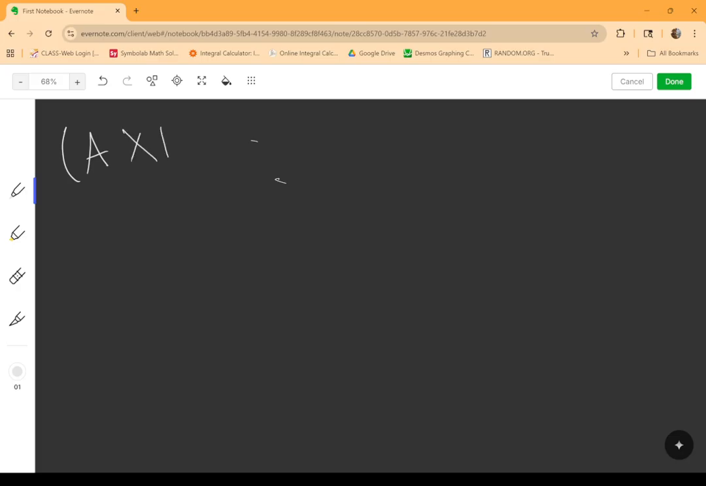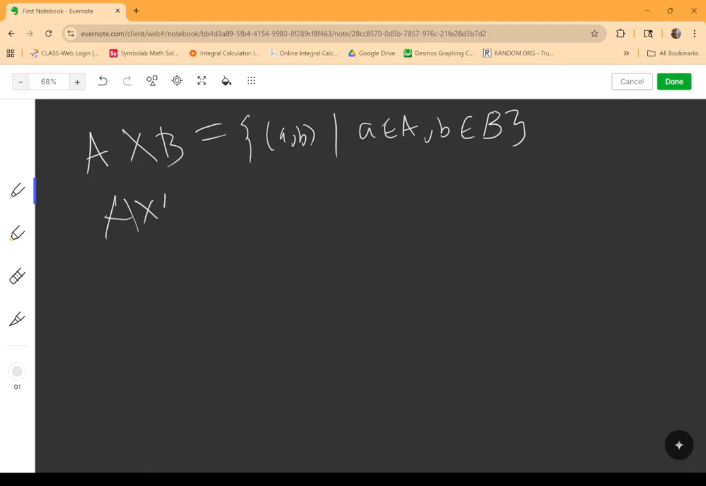So this is what's known as a Cartesian product. A cross B, where we have an ordered pair (a, b), such that a is an element of A and b is an element of B. And sometimes we'll have the same set, A cross A.